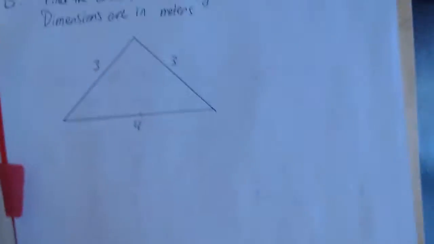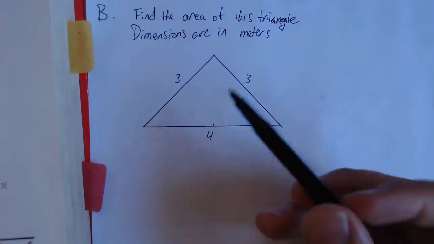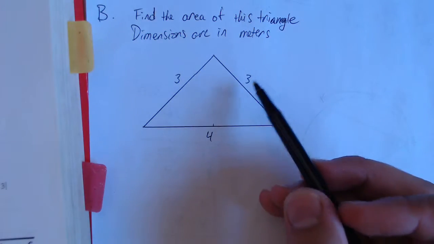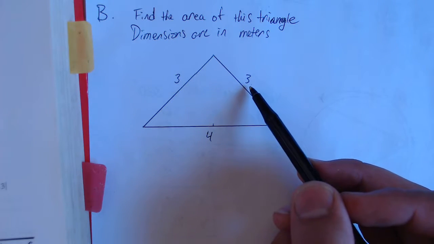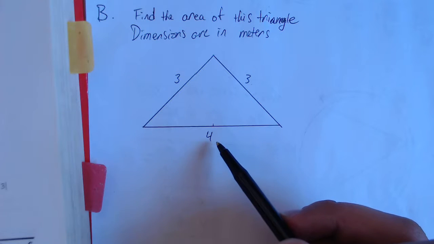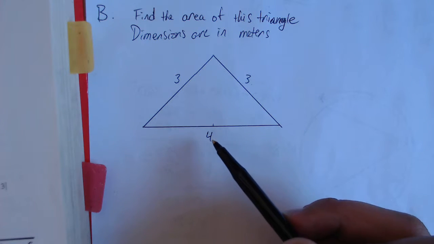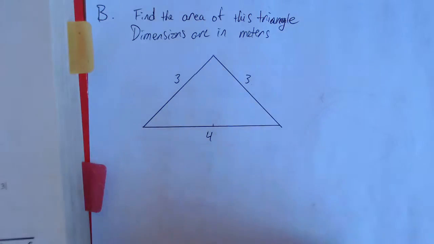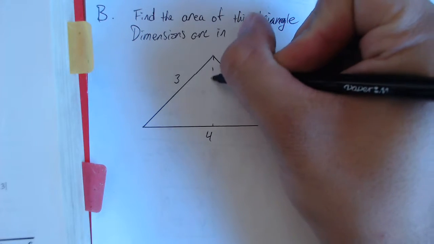Now, area of isosceles triangles. So this triangle we can easily identify as isosceles, even though they don't tell us, because we have two equal sides. Whenever you have two equal sides in a triangle, it's isosceles, and the opposite side is the base. Now the problem is, to find an area of a triangle, we need the height. We don't have any value for the height of this triangle. So what we have to do is solve for the altitude of this triangle.